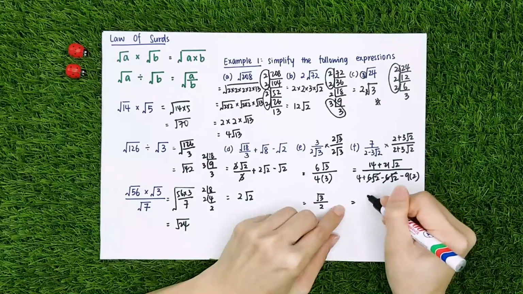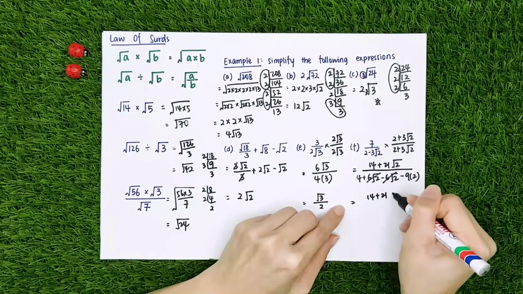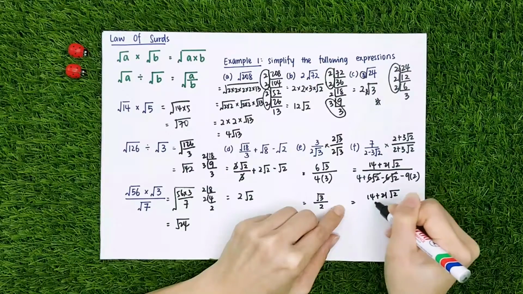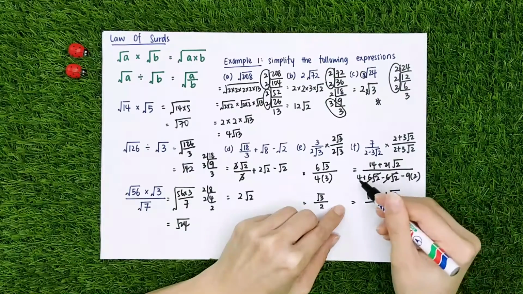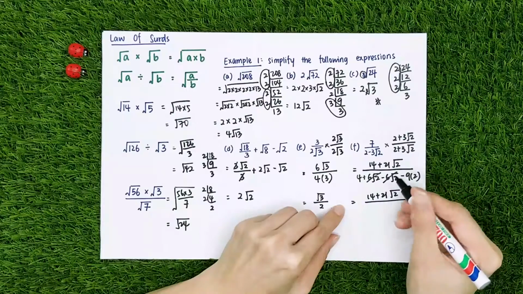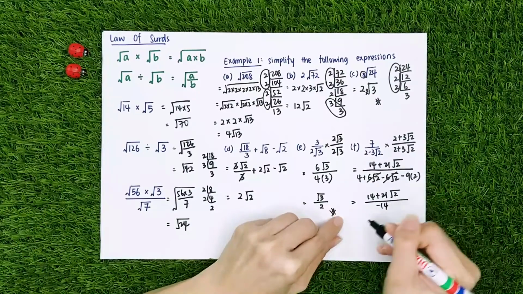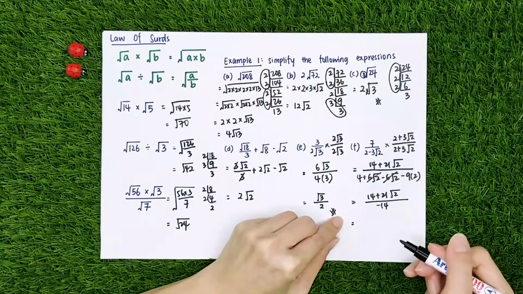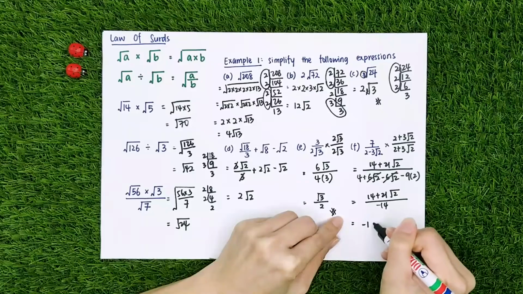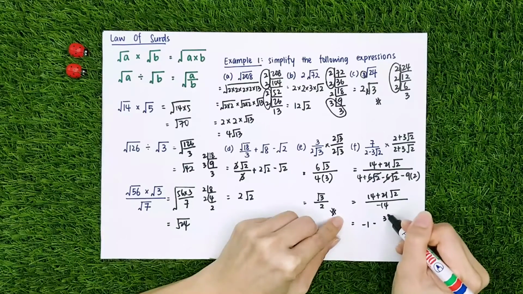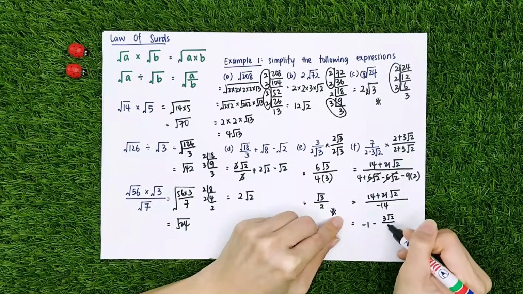Okay, so this will be 14 plus 21 square root of 2 over 4 minus 18, you will get minus 14. So you can finalize your answer to become minus 1 minus 3 square root of 2 over 2.